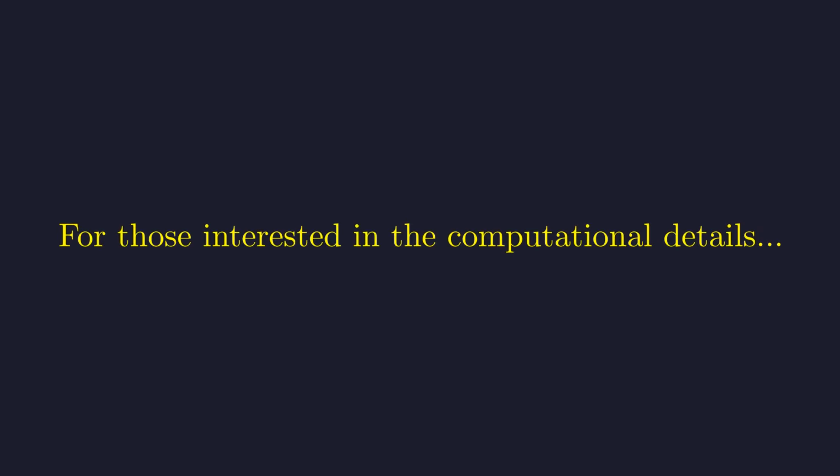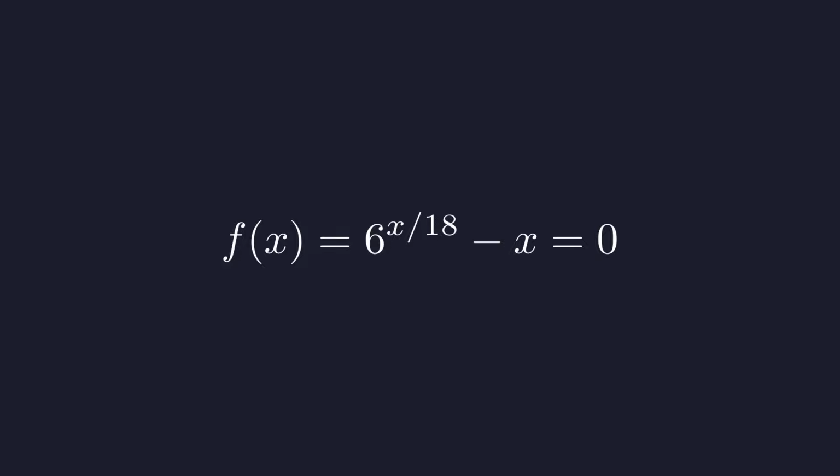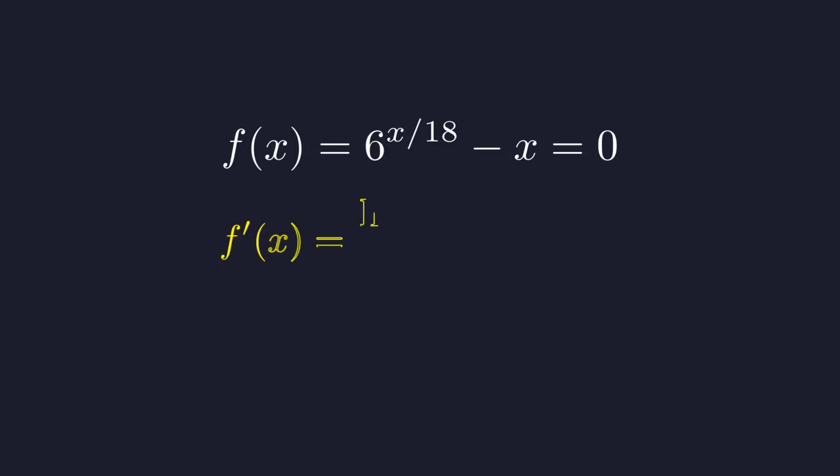We rewrite our equation as f of x equals 6 to the x over 18 minus x, and we're looking for where this equals 0. Taking the derivative using the chain rule, we get the natural log of 6 over 18 times 6 to the x over 18, minus 1. The Newton-Raphson formula updates our guess by subtracting the function value divided by its derivative. Substituting our specific function and derivative, this is the iteration formula.